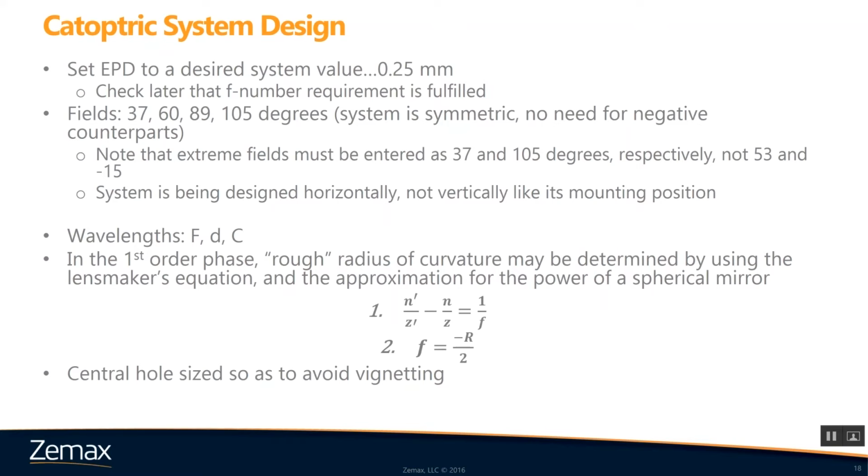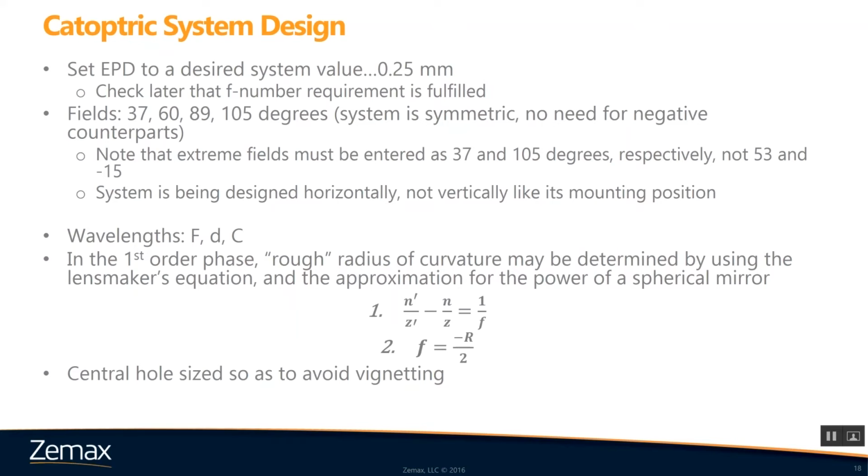And you might be asking, why are we setting our extreme fields to be 37 and 105 degrees when earlier we said 53 and negative 15 degrees? Well, that's true. But since earlier we assumed that our system was going to be vertically mounted, and here we're designing the system such that the mirrors are pointed along a horizontal optical axis, the geometry shows that 53 degrees and negative 15 degrees actually correspond to 37 and 105 if modeled horizontally.